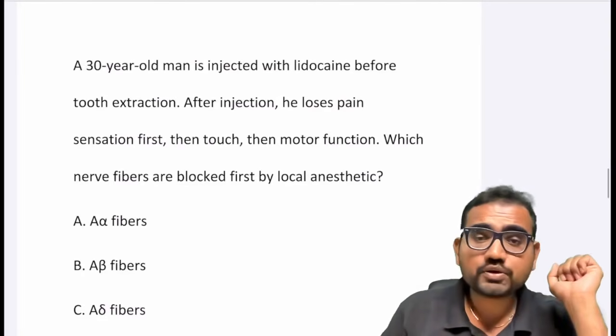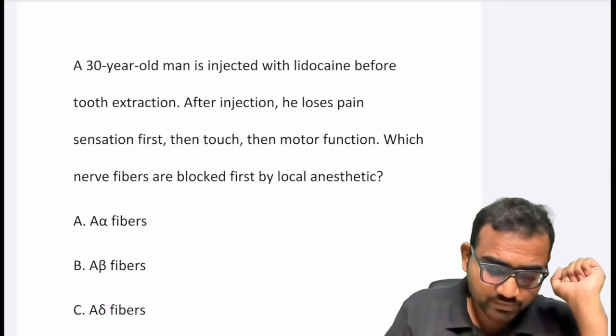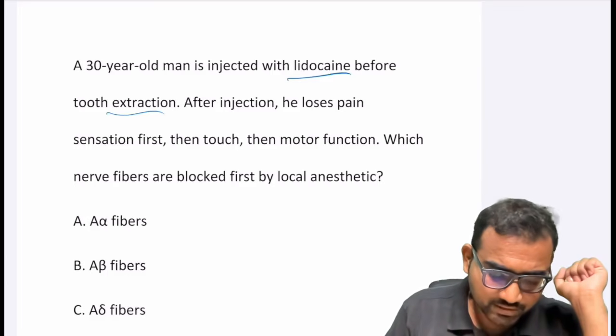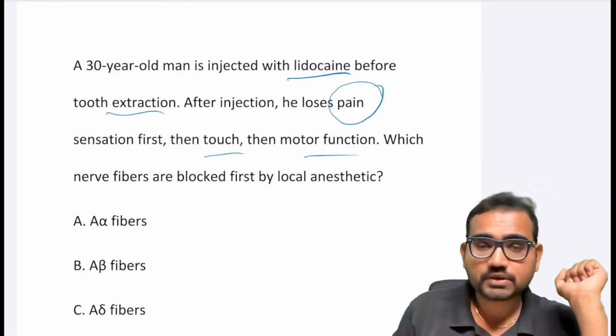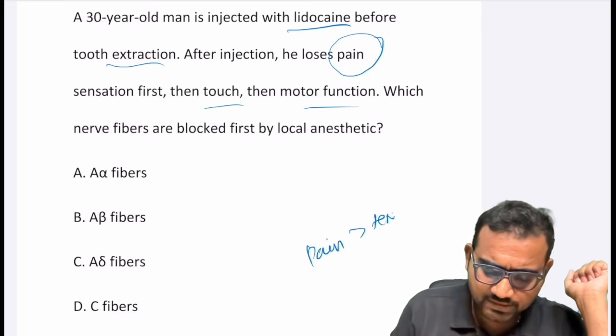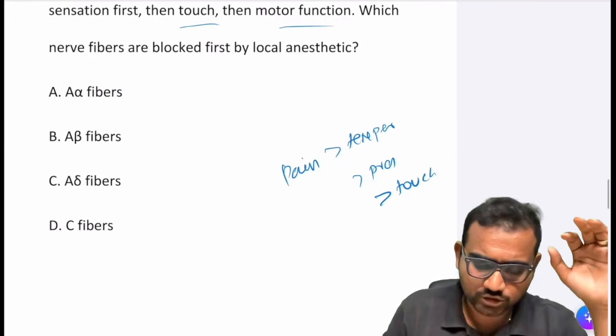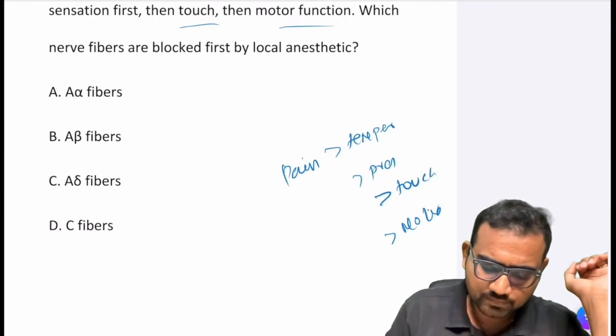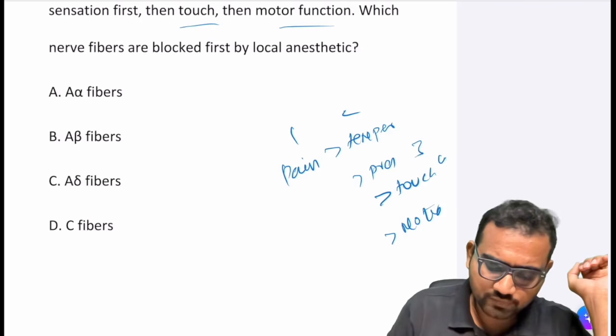Moving on to the next MCQ, a 30-year-old man is injected with lidocaine before extraction, and he loses pain and then touch and then the motor. So what is the order? We all know: pain, temperature, pressure, touch. So this is how the order goes on, and then the motor. So 1, 2, 3, 4, 5.